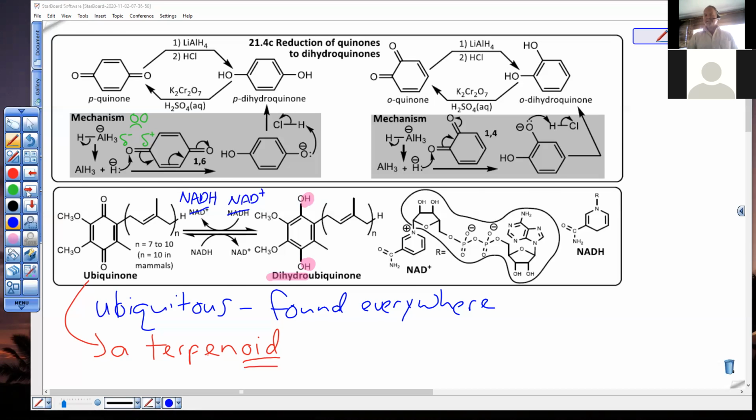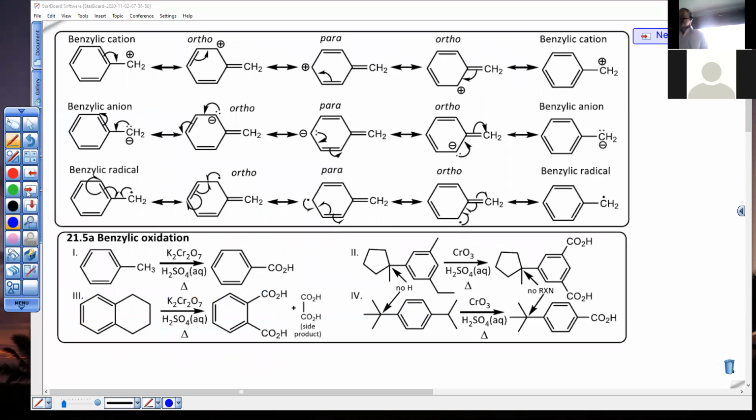And I'm going to finish up pretty soon. We're going to look at reactions at the benzylic position and why are they so special? Why do they happen quite easily? And the answer is the benzylic position, even if it's an unstable cation or anion or radical, the benzylic position, just like the allylic position, is stabilized by what? By resonance. And we have all the resonance forms for benzylic cation, anion, and radical here.